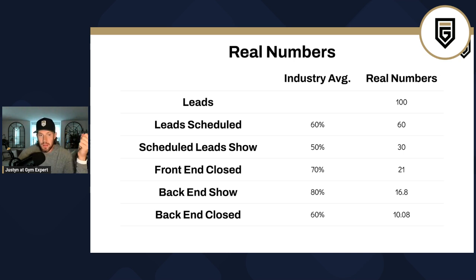Now, the back end close rate on average, you're going to be looking at about 60%. As you improve your sales skills, that number will rise up quite substantially.